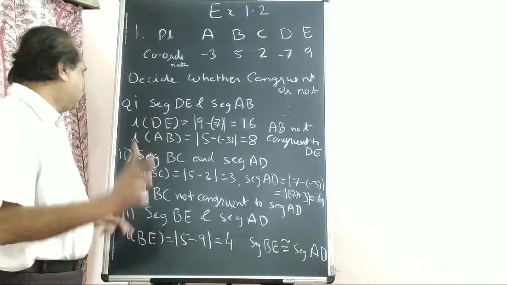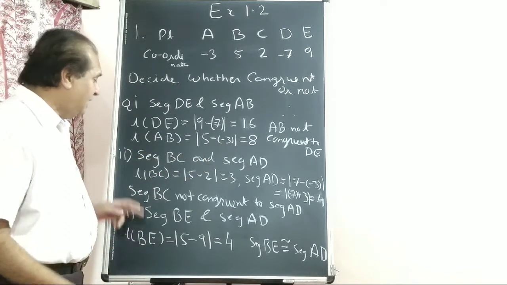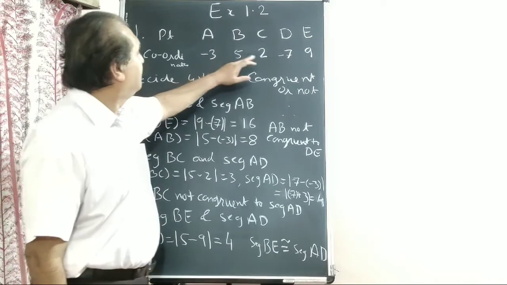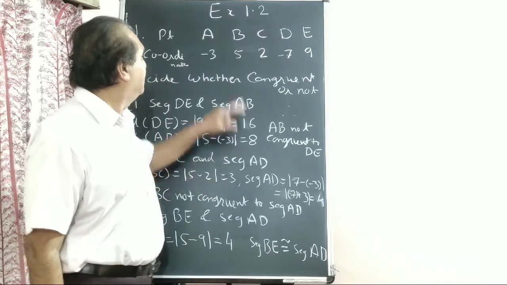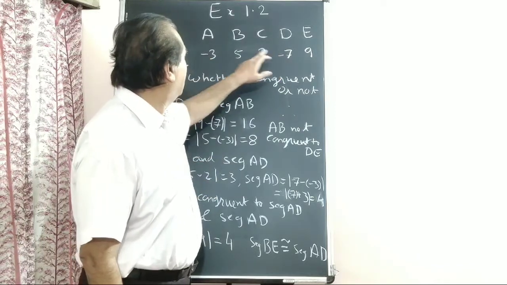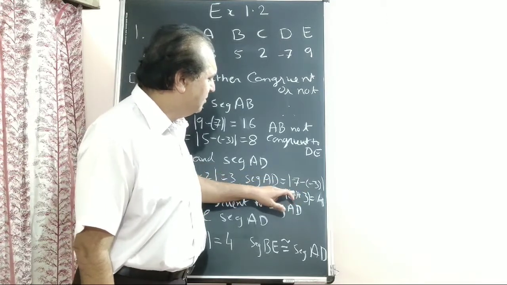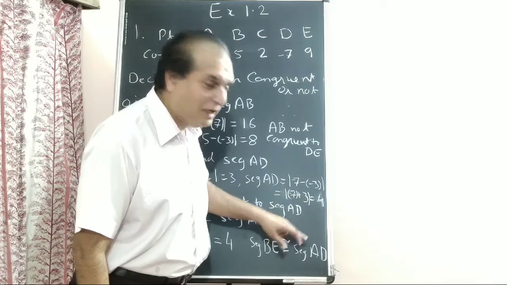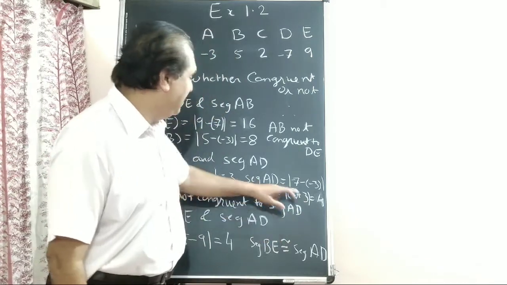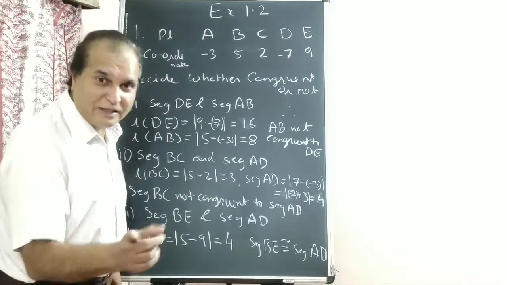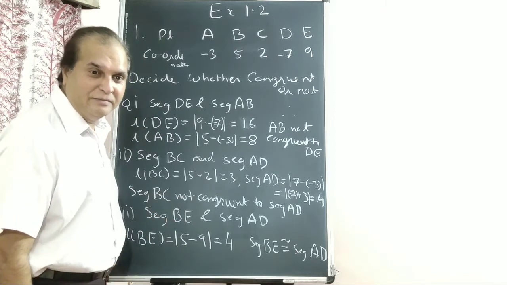Okay? Second sum. Segment BC and segment AD. Find out the length. What is length BC? 5 minus 2, 3. And in segment AD, A is here, D is there: minus 7 minus 3. Minus 7 plus 3, that is minus 4. Mod of minus 4, so plus 4. Distances, lengths are never negative. So AD is 4, BC is 3. Are they congruent? No. BC is not congruent to AD.